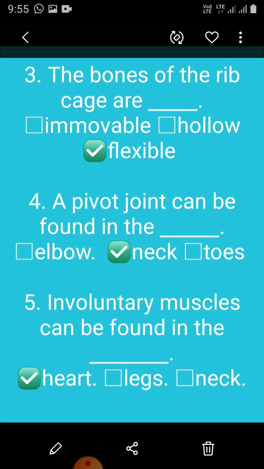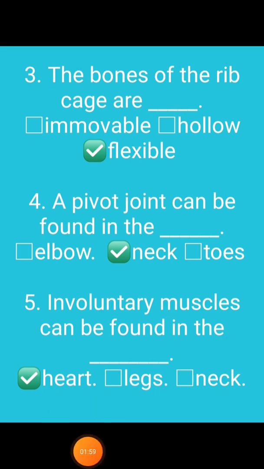Next, a pivot joint can be found in the dash. Given options are elbow, neck, and toes. And the correct answer is neck. A pivot joint can be found in the neck.